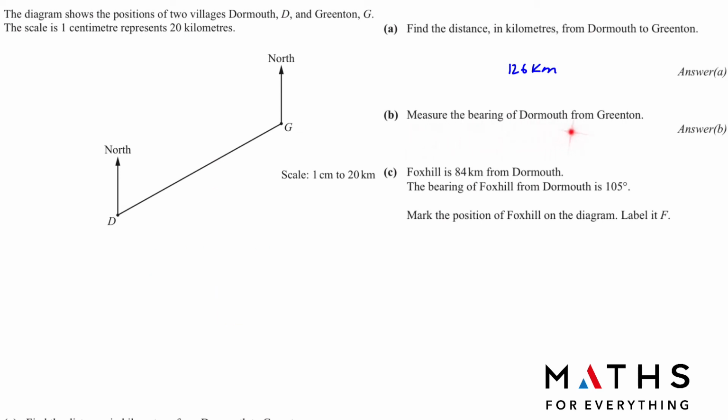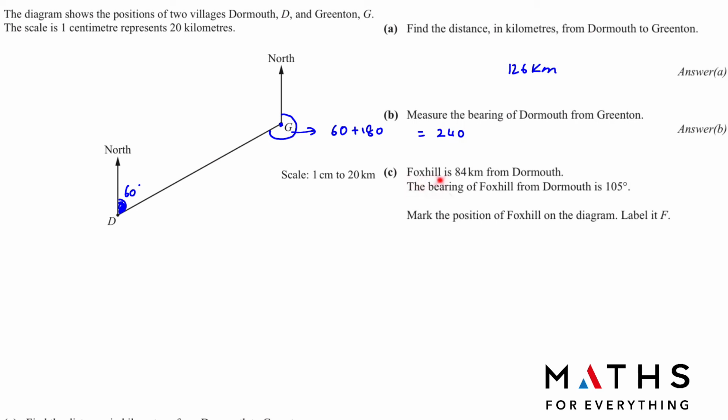Next part, measure the bearing of Dormouth from Greenton. From Greenton, Greenton is here. We go clockwise. So this is the bearing that we want to find. For this, measure this part, and this will give us 60 degrees. So therefore, this bearing will be 60 plus 180, 240. I hope you understood. Whatever is the bearing here, you add 180 to it to get the outside bearing.